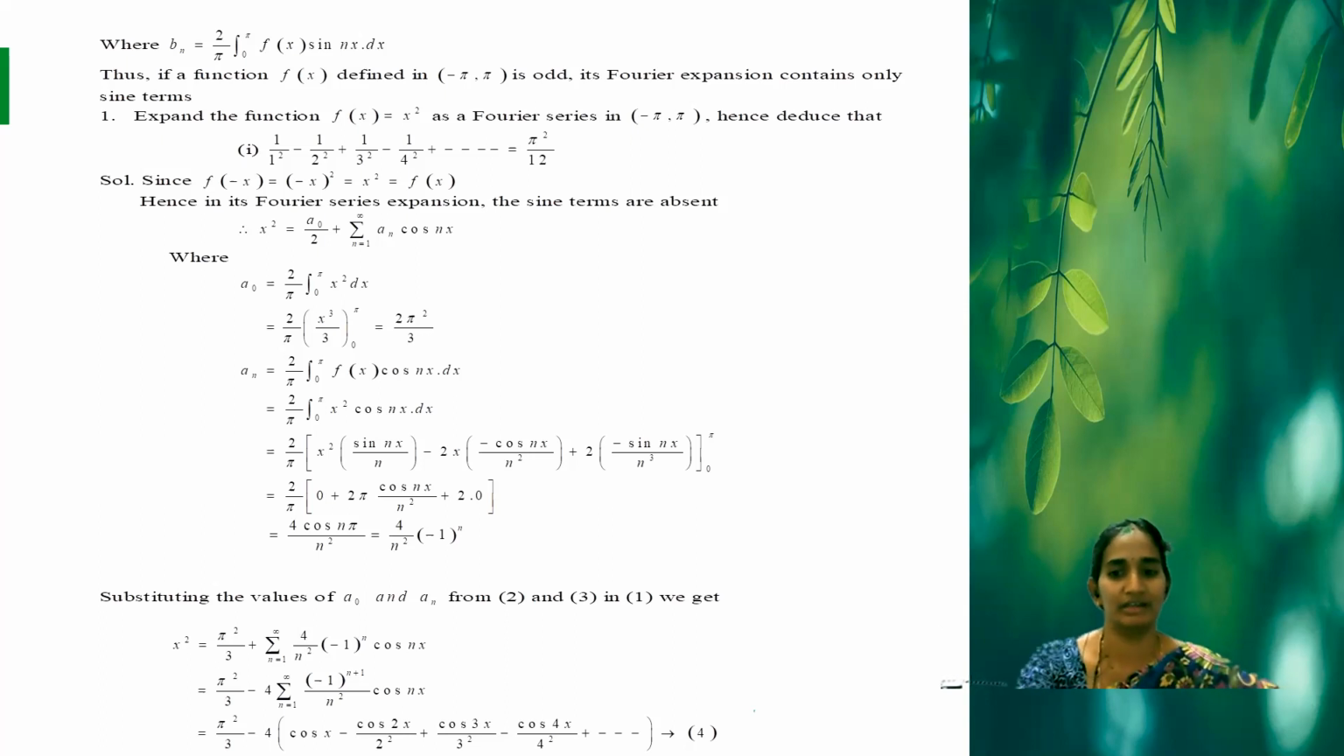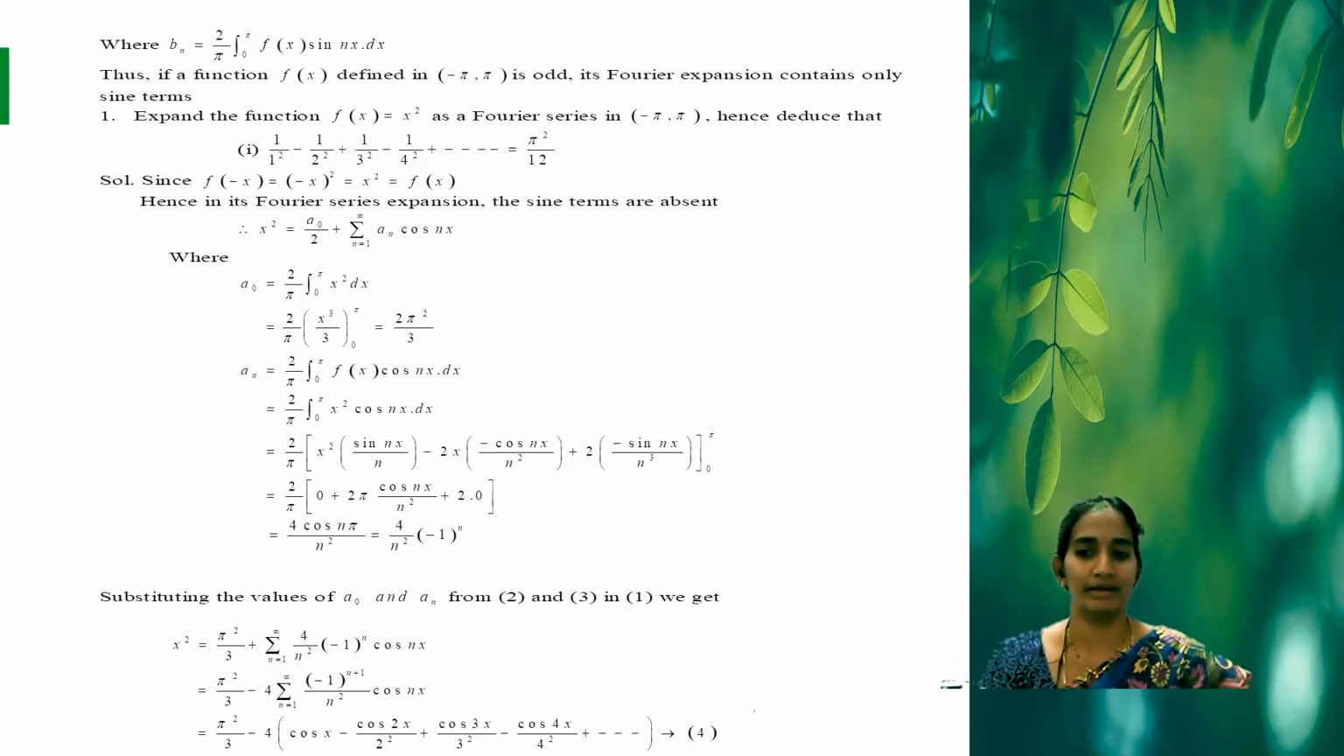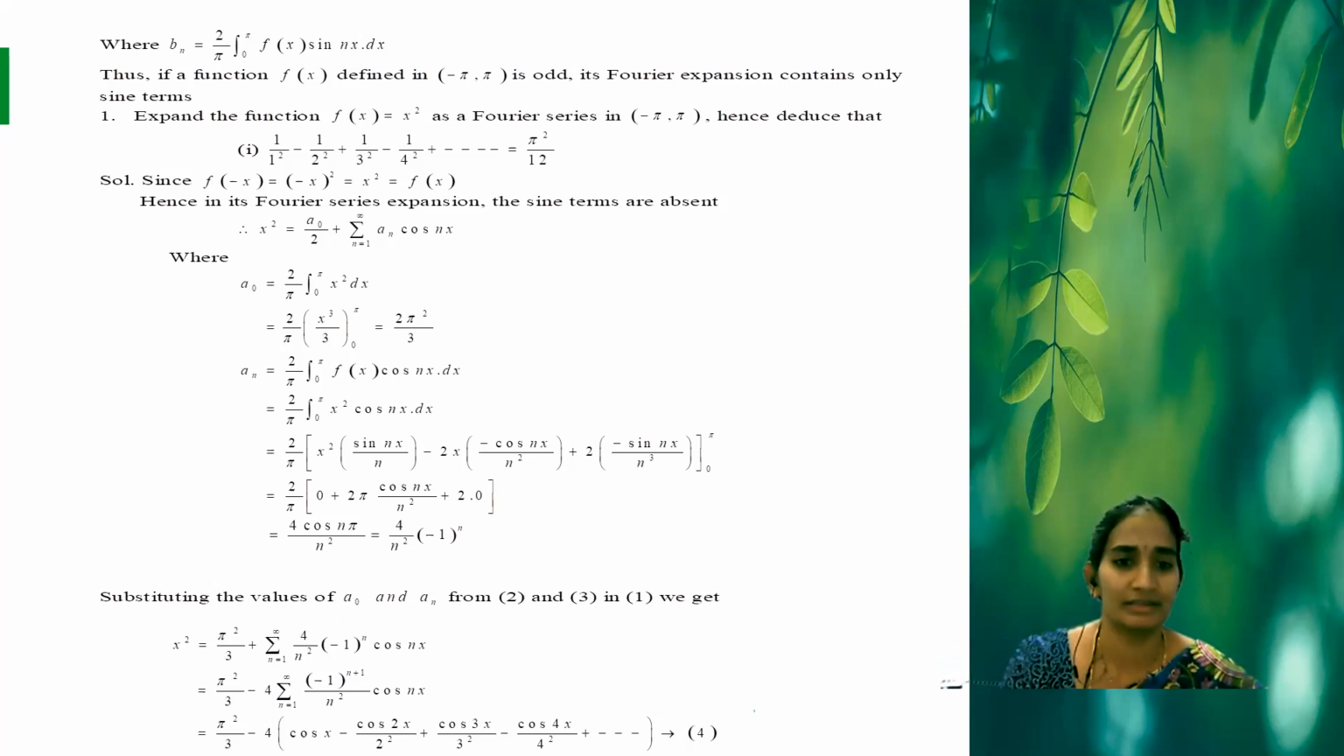Next we are finding the value of an. We know the formula for an equal to 2 by pi integral 0 to pi f of x cos nx dx. Since the integrand is even, we write 2 times 0 to pi in place of minus pi to pi. So now substituting f of x as x squared, we apply Bernoulli's formula. Integral u dv equals uv minus u dash v1 plus u double dash v2 and so on.